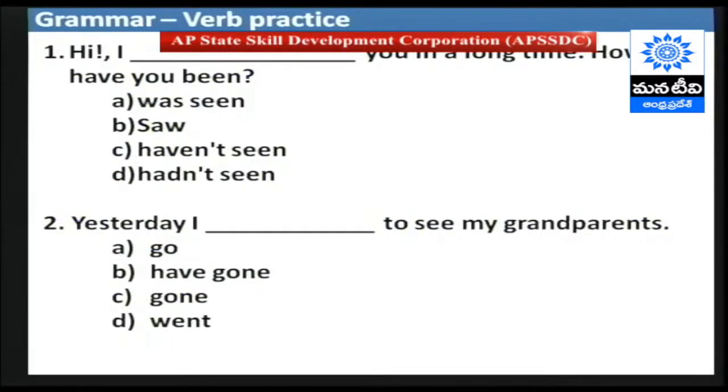Option C is the correct answer. Hi, I haven't seen you in a long time. How have you been? Number 2, yesterday I dashed to see my grandparents. Yesterday is a past tense, so I need to use an option which is past. Yesterday I have gone. Yesterday I gone. No. Yesterday I went to see my grandparents.